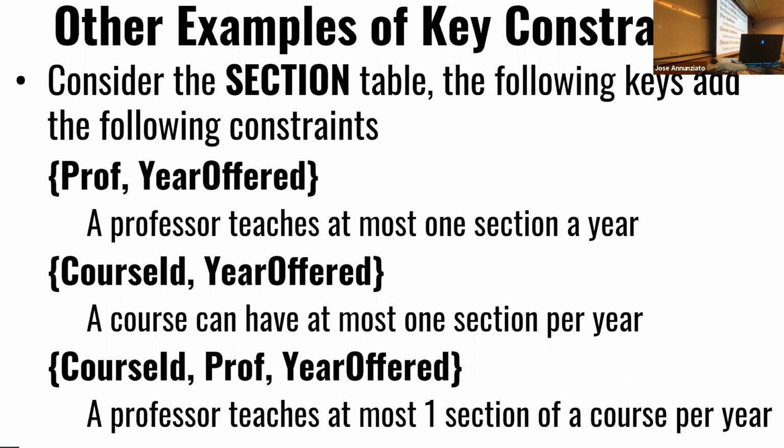Well, we might choose that the primary key could be the combination of professor and the year that is offered. That combination has to be unique. If it's the same professor and the same year, nope, sorry, there's only one of those, one record. I cannot have another record with the same professor, the same year. Yes? So that primary key enforces that rule. Or that a course can only be taught only once a year, so the combination of course and the year it was offered.